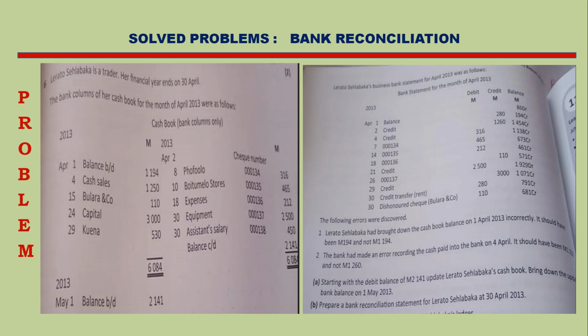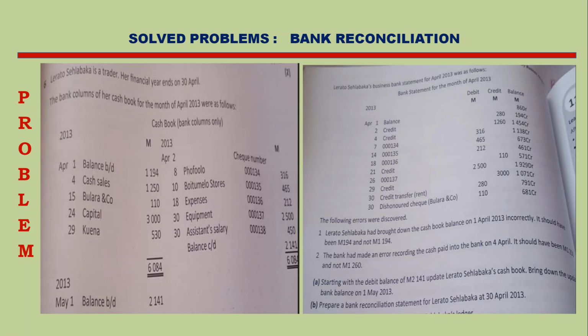The bank columns of her cash book for the month of April 2013 were as follows. Cash book, bank columns only. On the debit side, 2013, April 1, balance brought down 1194. April 4, cash sales 1250. April 15, Pulara and Company 110. April 24, capital 3000. April 29, Kuneka 530.